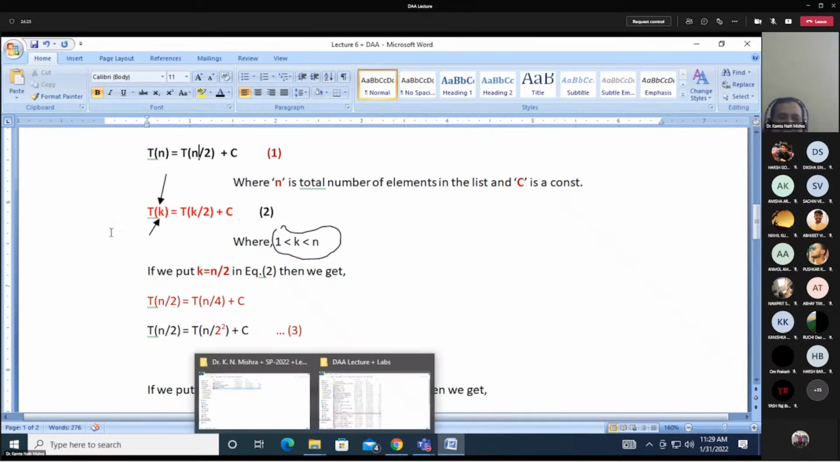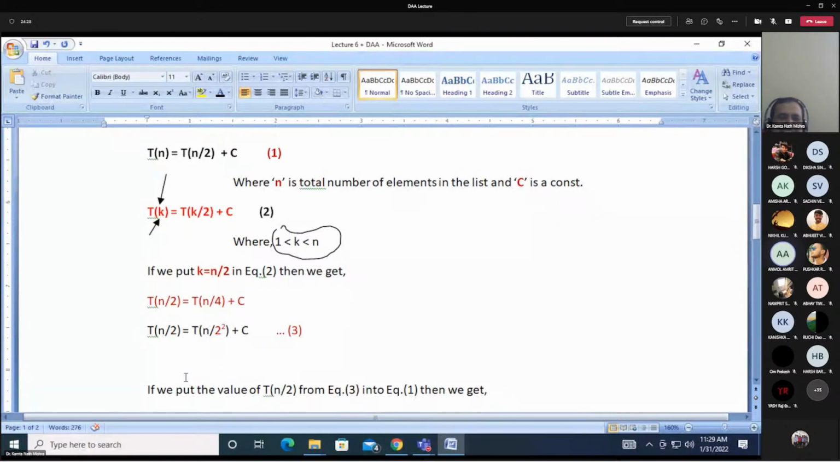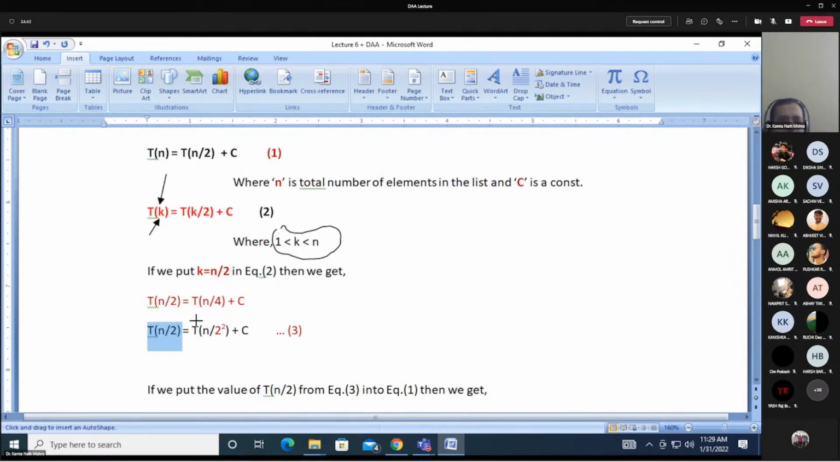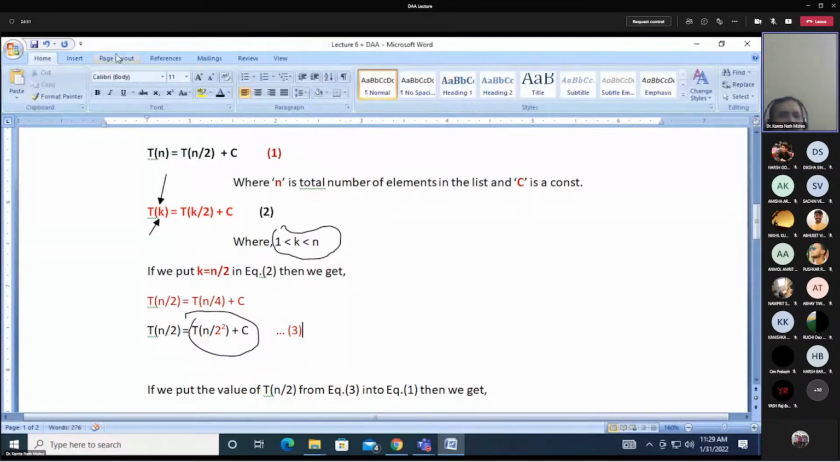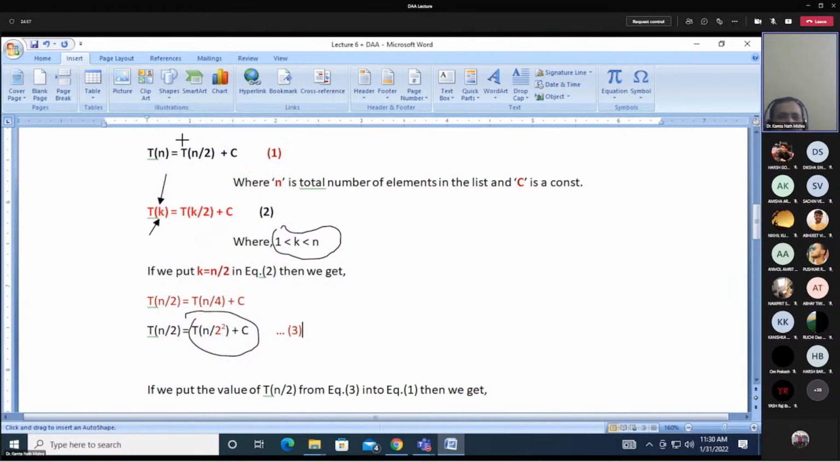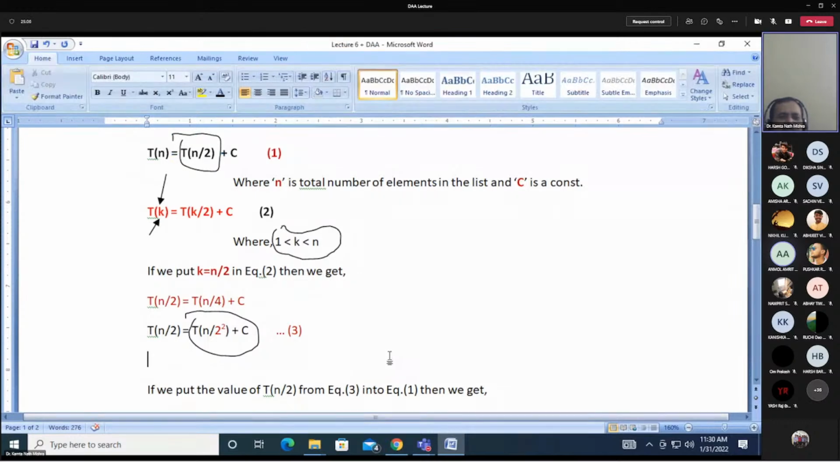Tn by 4 plus c. So the same thing you do. You take the value of Tn by 2 from equation 3, Tn by 4 plus c, and put this value in place of Tn by 2. If you put this value at the place of Tn by 2, then what will you get in equation 1? Tn equals Tn by 4 plus c plus 2c.